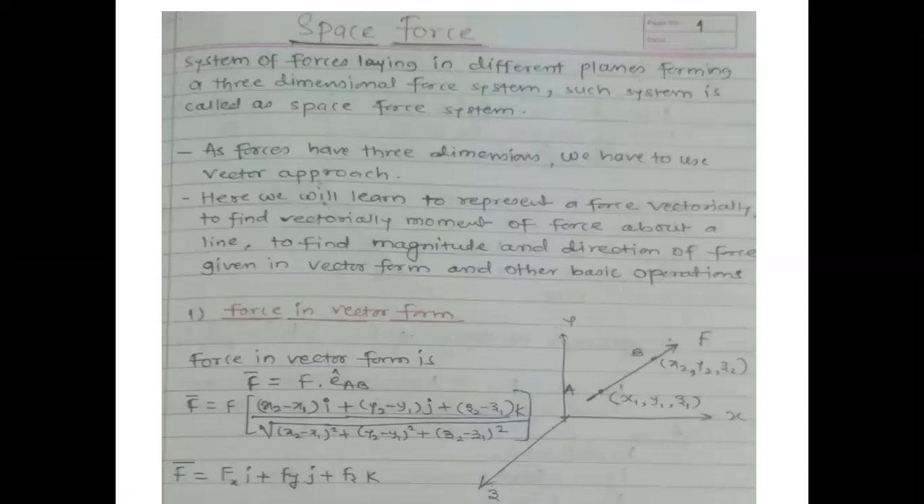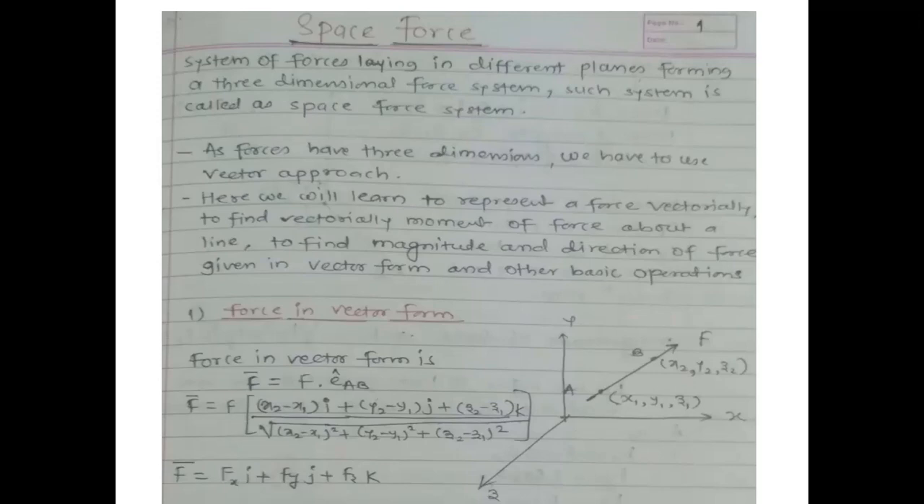If the forces are not in the same plane, or they are not coplanar, they are non-coplanar, then those kind of forces are called space forces. A system of forces lying in different planes, forming a three-dimensional force system, is called a space force system. As forces have three dimensions, we have to use a vector approach.